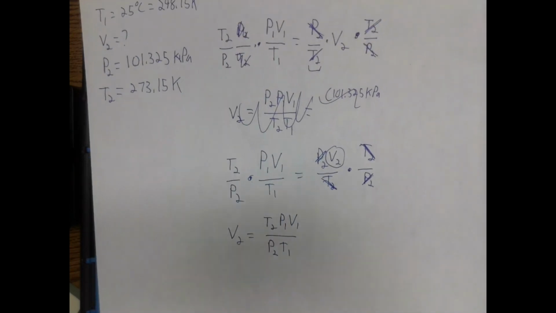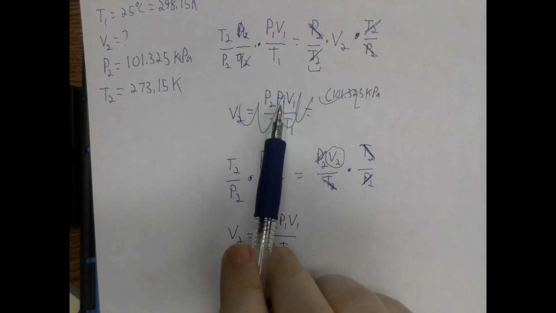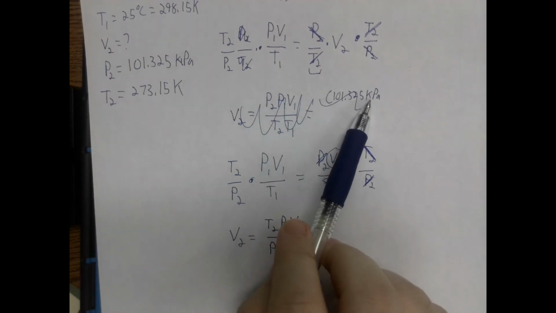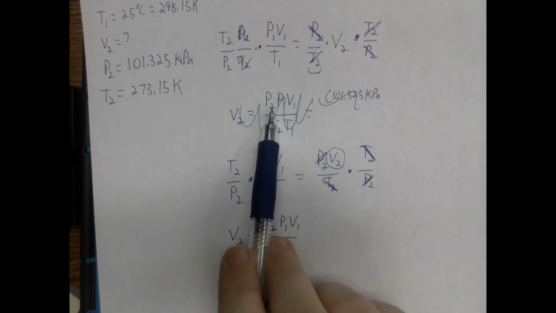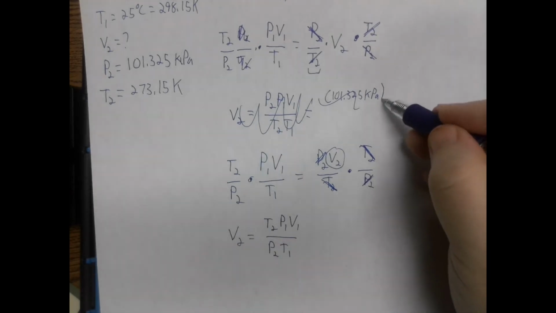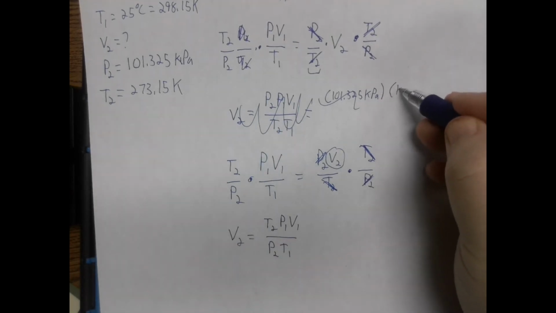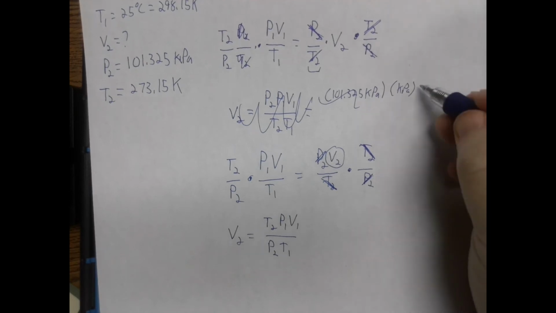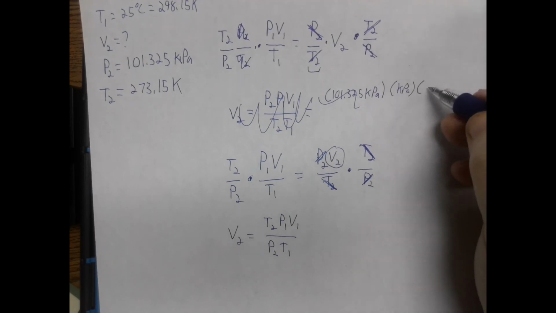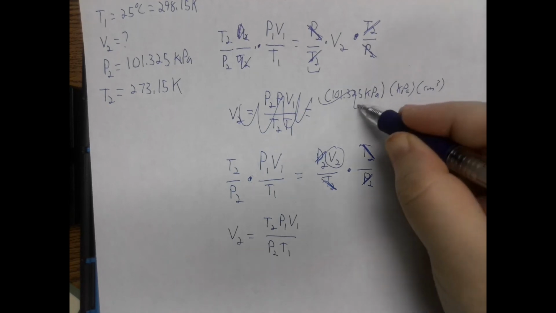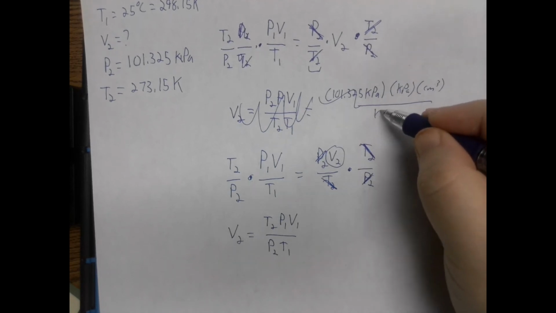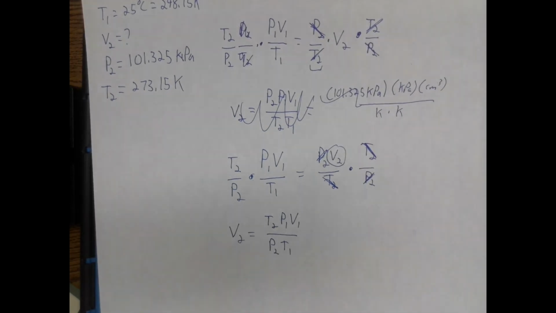Because I looked at the units on all the equation, I knew I made a mistake as soon as I got to the units. The units for this would have been kilopascal times a kilopascal times our volume in cubic centimeters, and it would be divided by a Kelvin times a Kelvin.